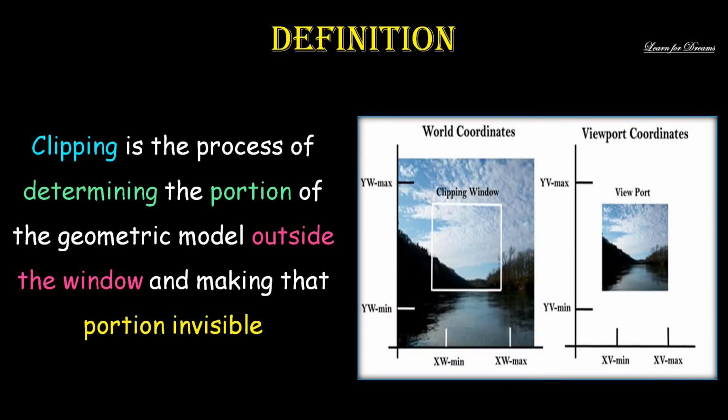Now let's take an example. Here in this picture, left one is a complete object and right one is just a small part of a complete object. यहाँ देखो इस white window के बाहर वाला part invisible कर दिया गया है और सिर्फ window के अंदर वाला part visible रखा गया है. Okay? This is called as clipping.